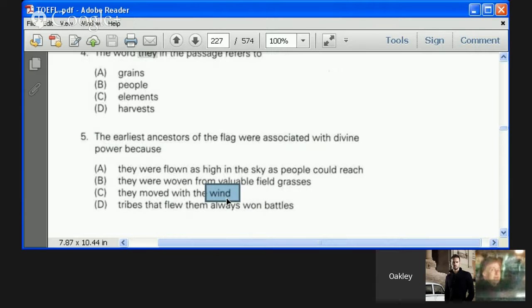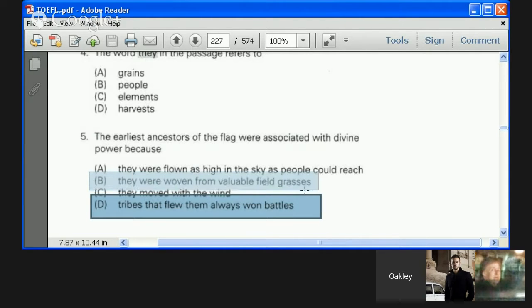Short i. Wind. Yeah, wind is the verb. Yes, some of these are ridiculous. All right, you come down to seconds. You don't have time. The tribes that flew a flag always won battles. That's an extreme adjective, and that's ridiculous. We all know that can't possibly be true. That makes no sense at all. So we can easily eliminate D. It's just plain silly.